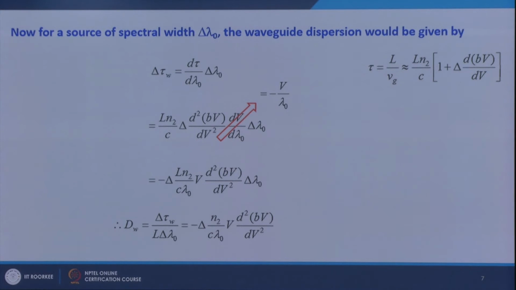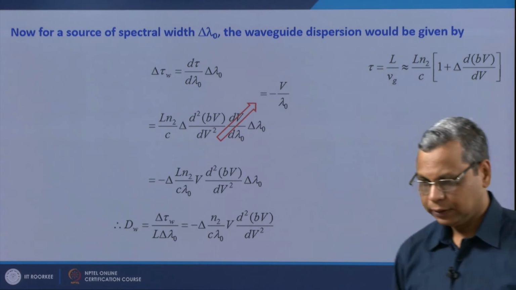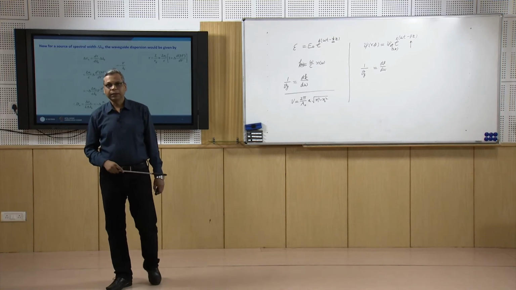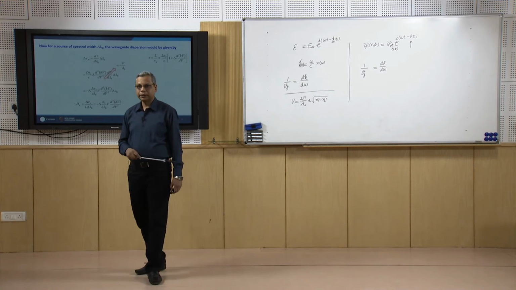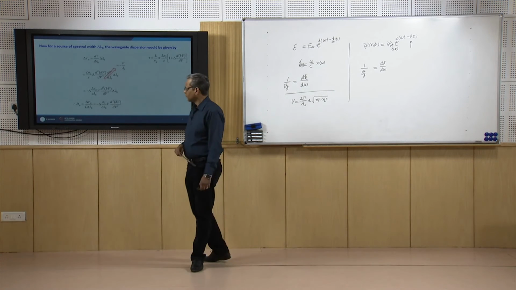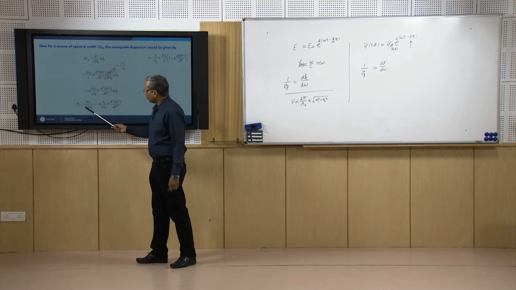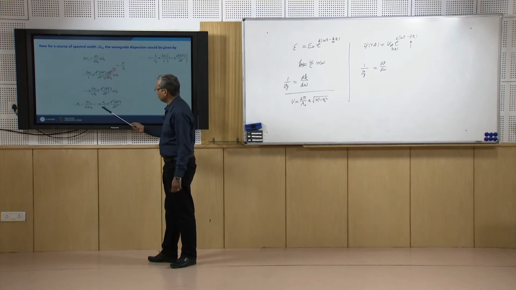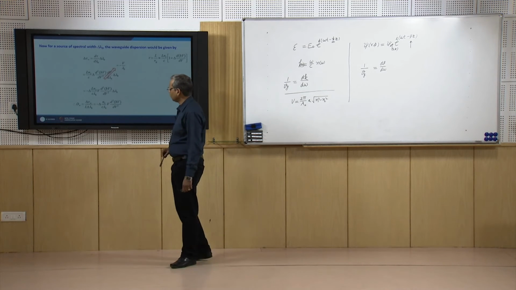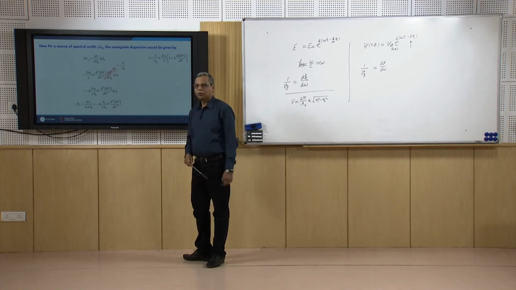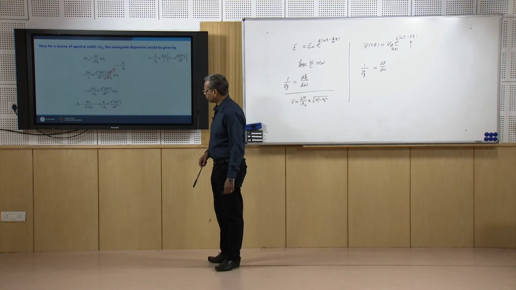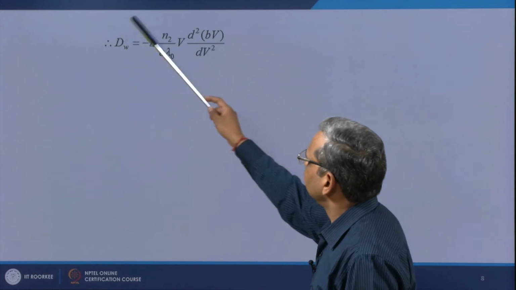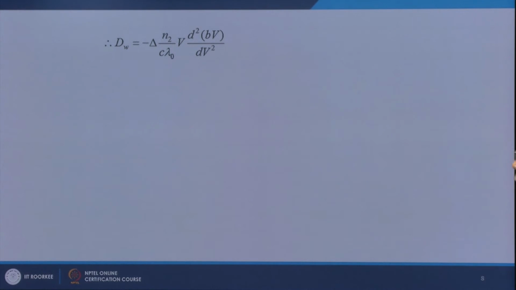As usual, I define the dispersion coefficient as broadening per kilometer length of the fiber per nanometer spectral width of the source. So, Dw is delta tau w over L delta lambda naught. So, it would be minus delta n2 by C lambda naught times V d2 bV over dV square. So, I have got this waveguide dispersion coefficient now.